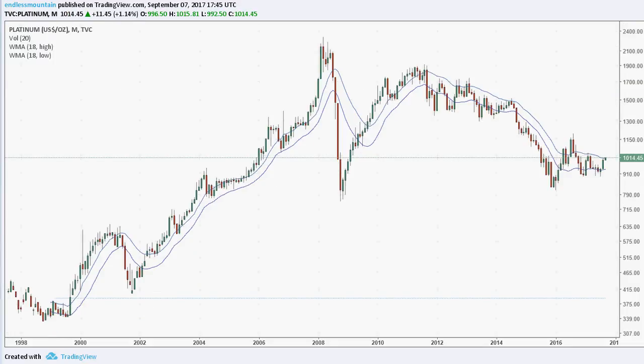Platinum on the daily time frame, well, I guess you could call it totally neutral. This 18 average is doing nothing more than going sideways. It's at the upper end of the 18 average of highs right now, and it needs to get above here for it to be in a nice full-fledged bull market, so basically over 1200 or so.